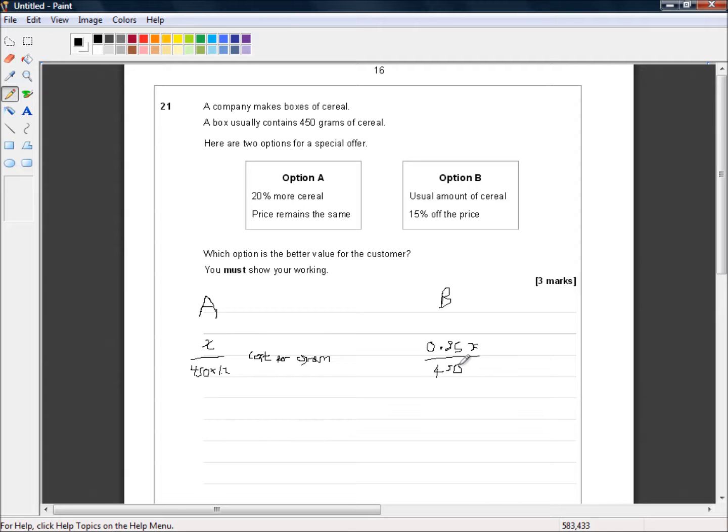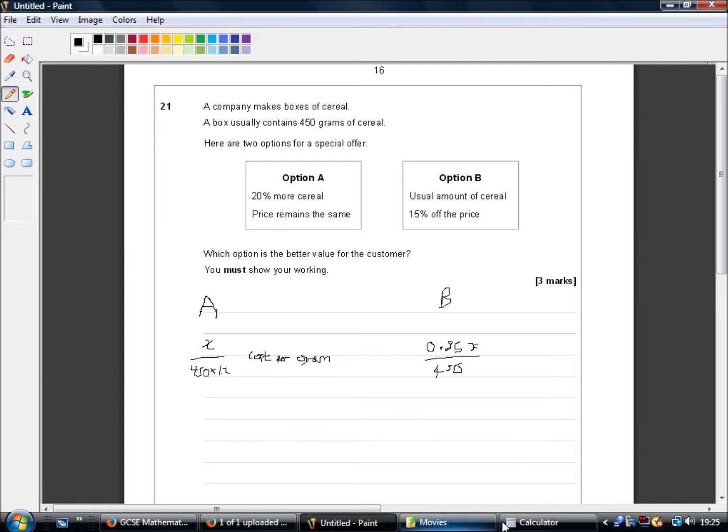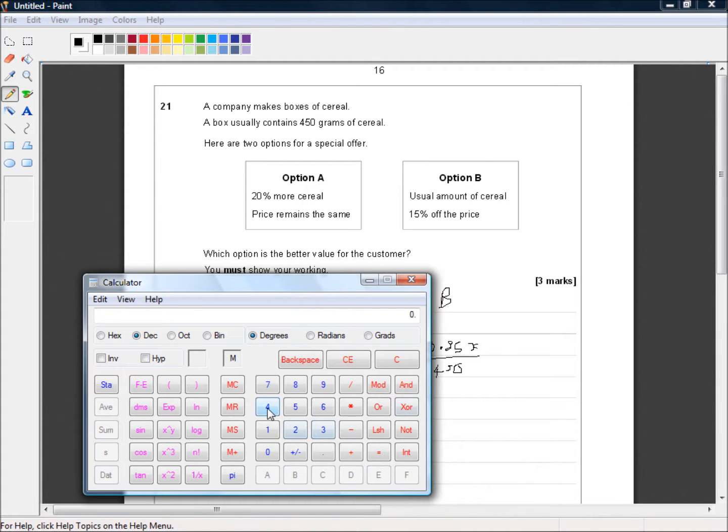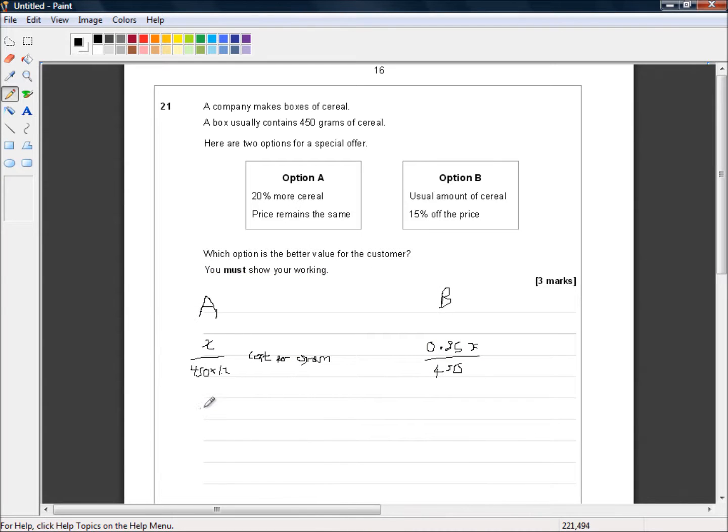So we need to turn these two expressions into something that's equivalent so we can compare them. So X over 450 times 1.2, let's just multiply that out. 450 times 1.2 is 540. So this is X over 540.